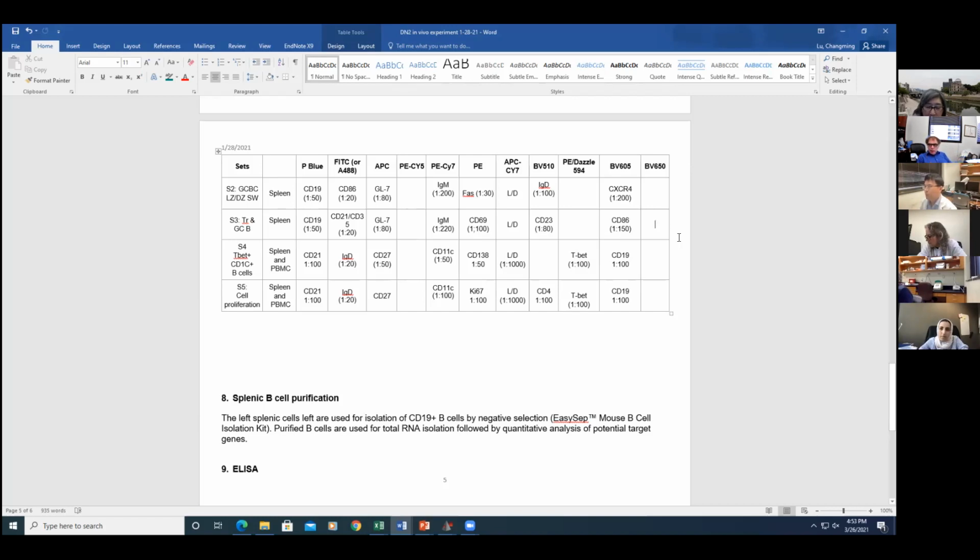The other really good thing, Changming, is you got a lot of mice. This is always something that people forget to do, they don't use enough mice. But you got plenty of mice in this experiment. That's really, really good.